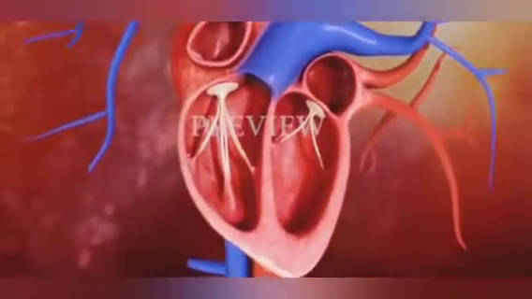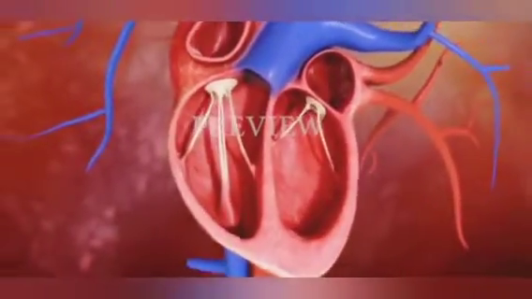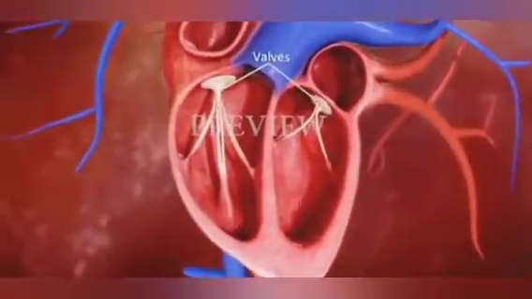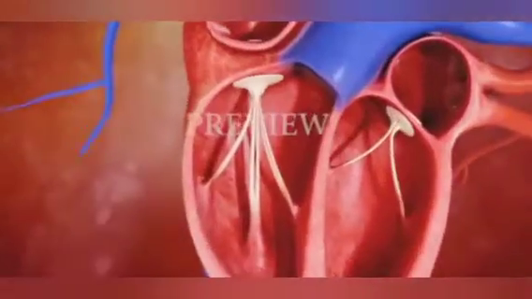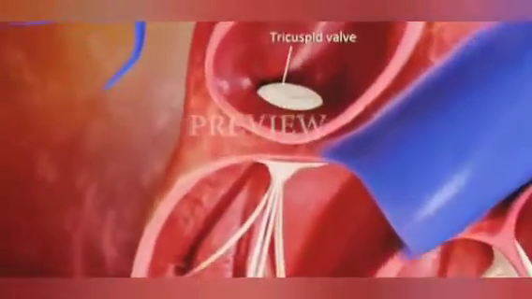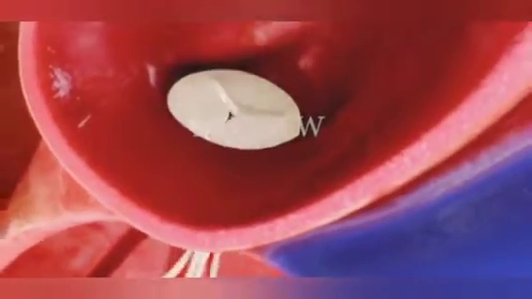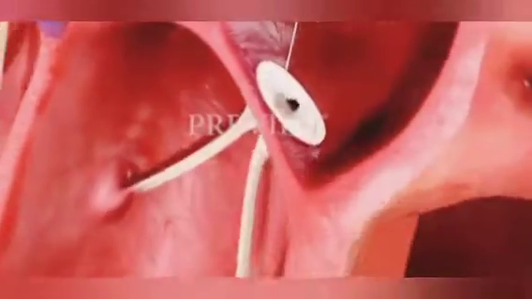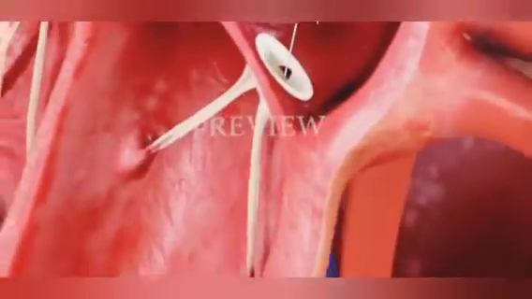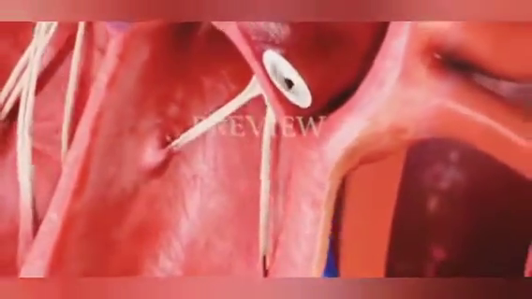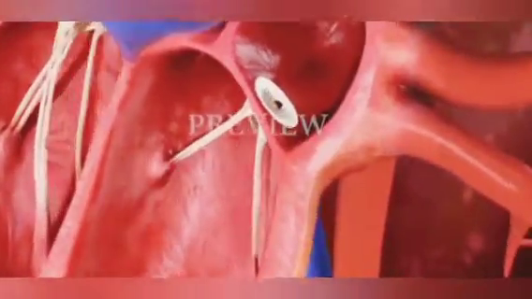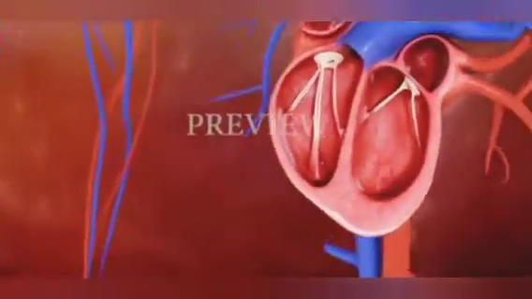The atria are connected to their respective ventricles by flap-like structures called valves. The tricuspid valve is located between the right atrium and the right ventricle. It has 3 flaps. The mitral, or bicuspid valve, is situated between the left atrium and the left ventricle. It has 2 flaps. The valves are attached to the muscles of the heart.